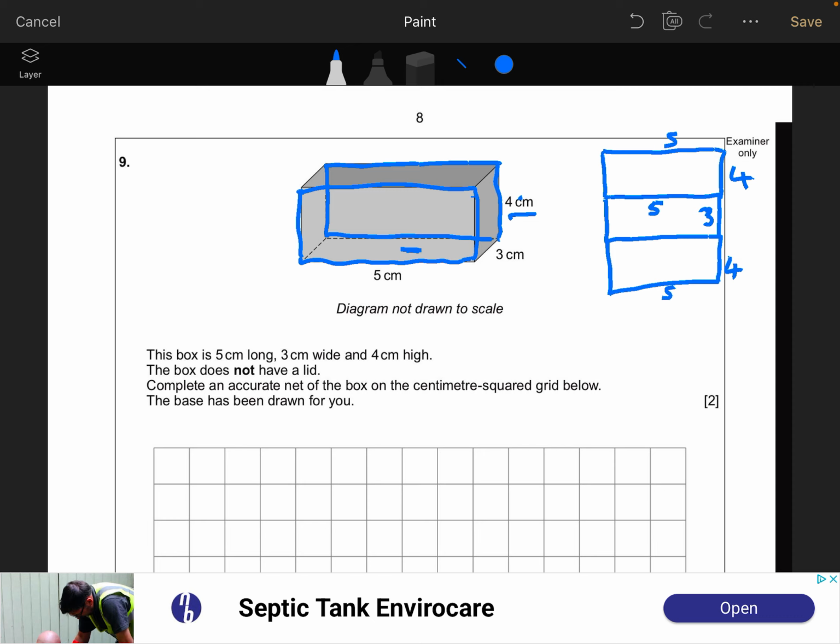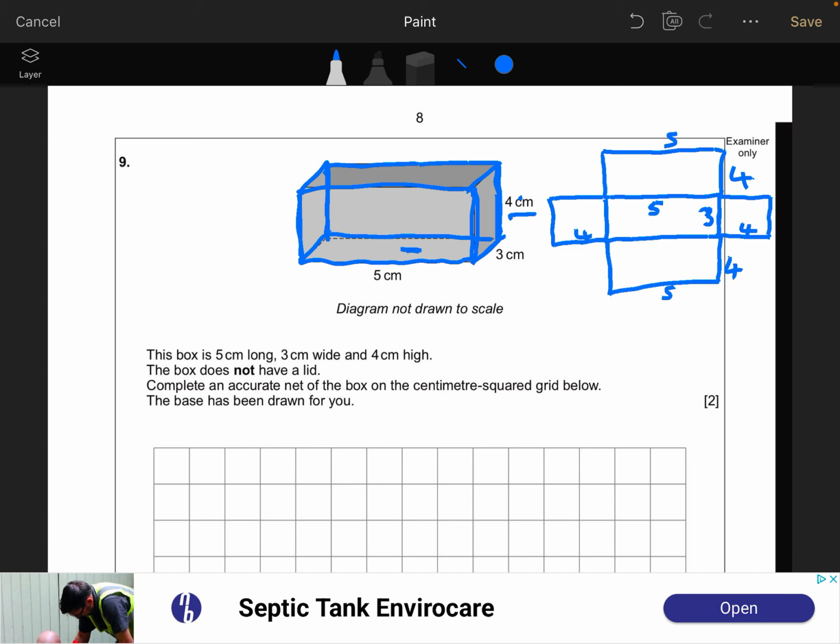And the only other bits are the edges here and here, which are the same sizes. And if I look, that's 3 deep and 4 high. So it's 3 deep, and I want to go out 4 here. So I want that to be 4 long, and that to be 4 long.